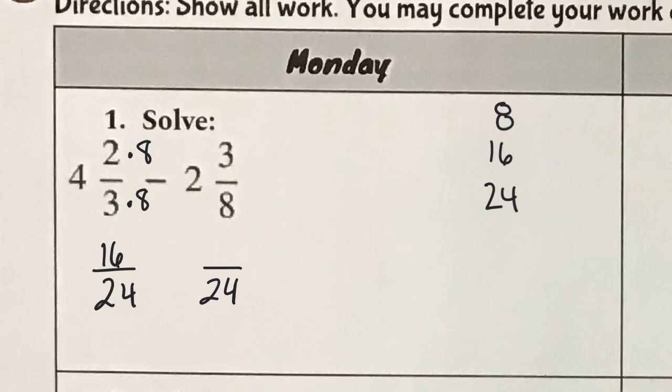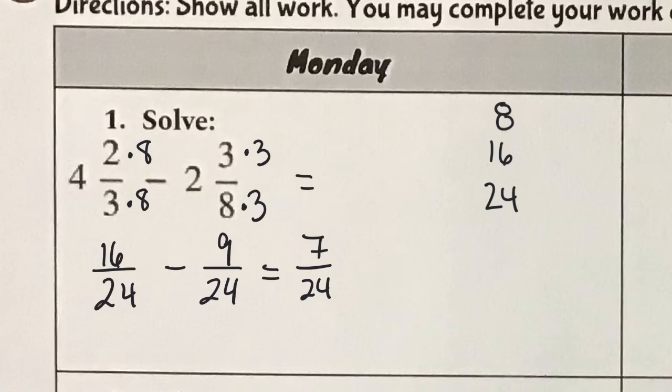On the second one, 8 to a 24 is actually times 3. So that means I also need to multiply the numerator by 3, which is 9. So now we can subtract because they have the same denominator. 16 24ths minus 9 24ths gives me 7 24ths.